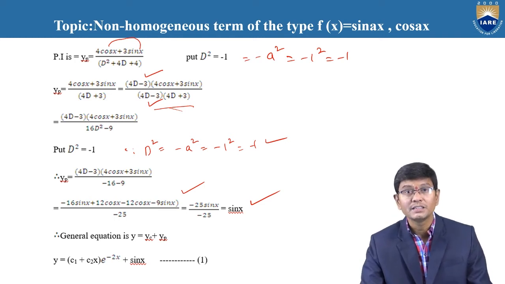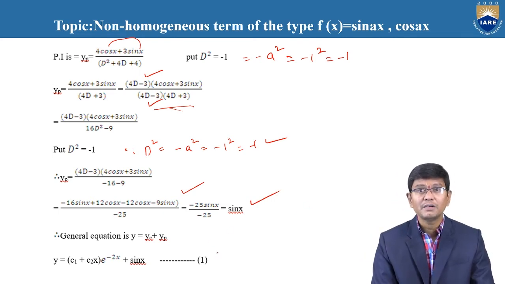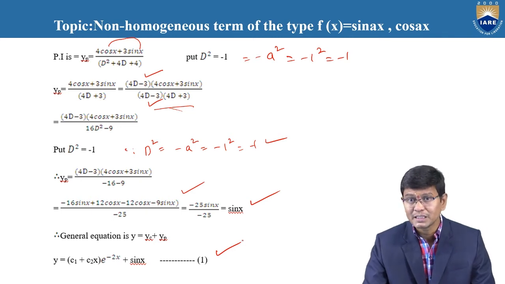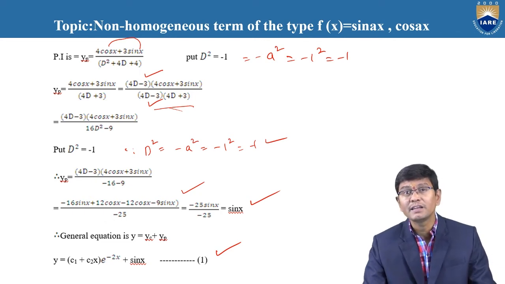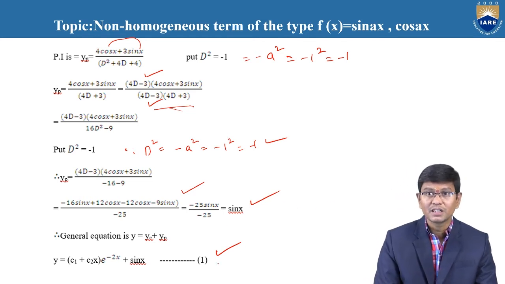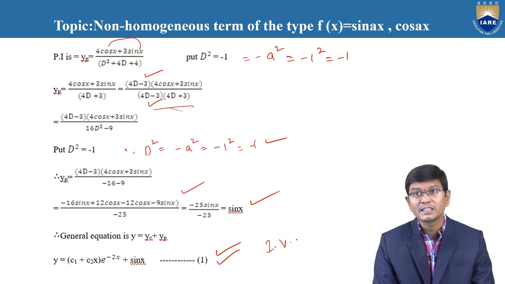Now we need to write the general solution of the equation: y is equal to the complementary function plus the particular integral. Therefore, that is (c1 plus c2 x) into e power of minus 2x plus sin x. But this problem is not completed, because the initial values are also given. That means the final solution of the given differential equation must be considered with the help of the initial value conditions, and we need to eliminate the values of c1 and c2.